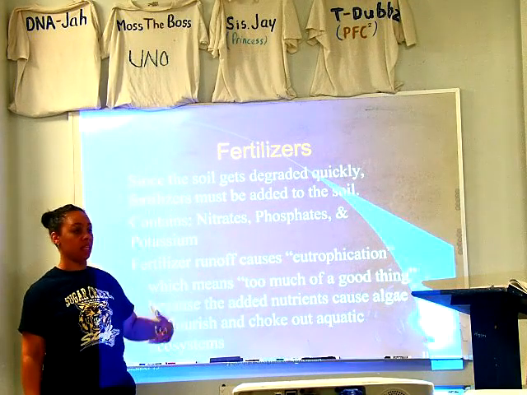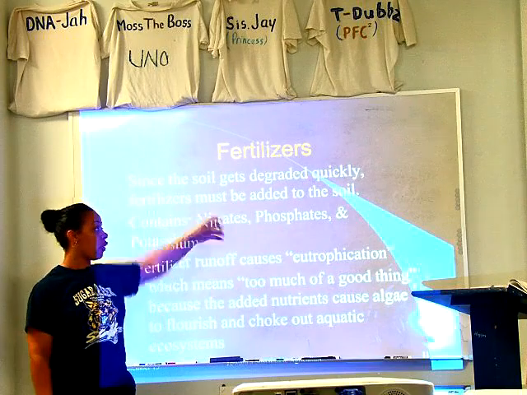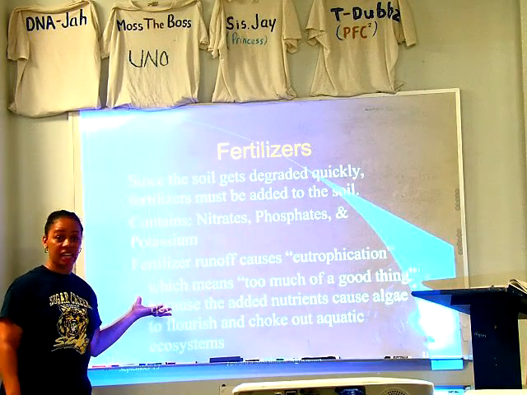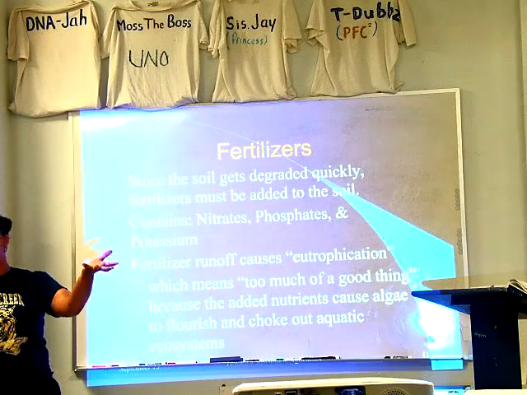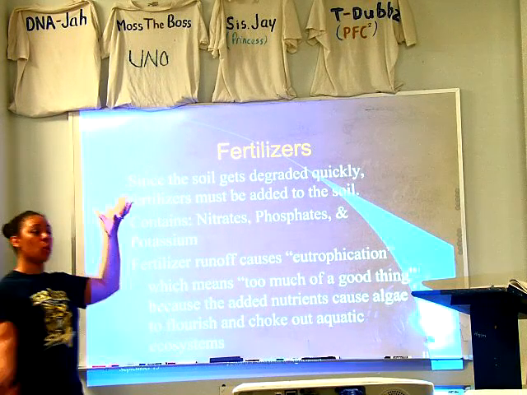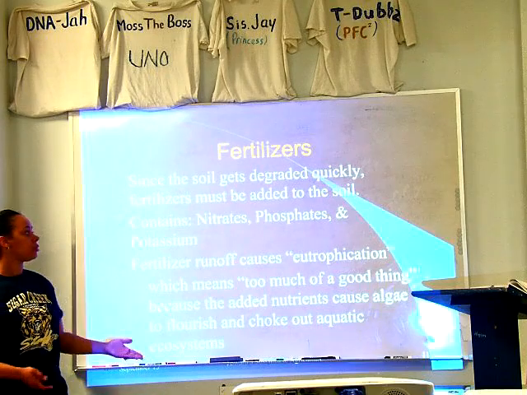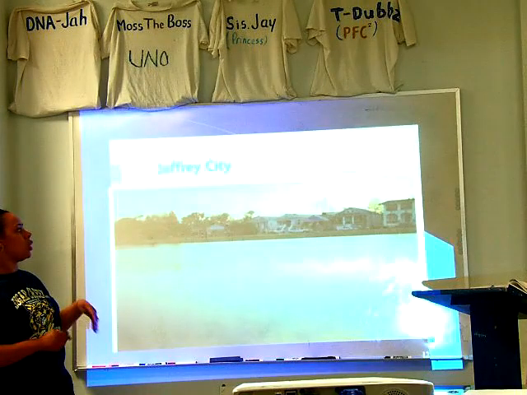That would be an example of what we could use to explain eutrophication, but basically it's too much of a good thing. Although these things are good, if it gets too much, it's going to cause other things that need it to populate, and that mass amount of population is going to block out another good thing, which is then going to kill something else.